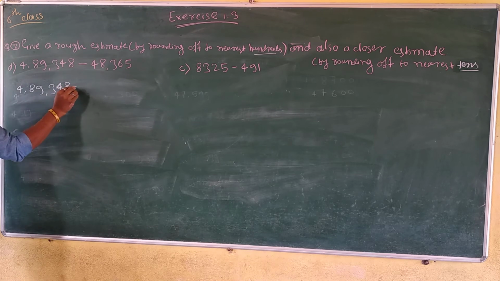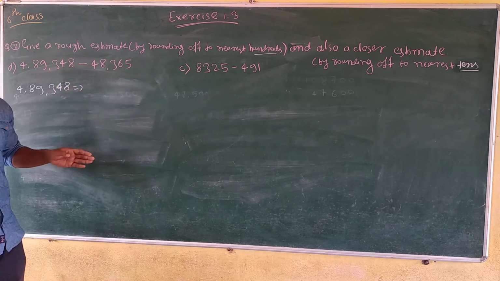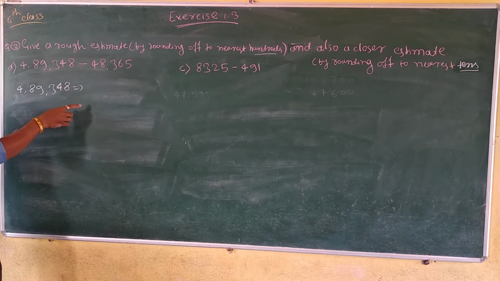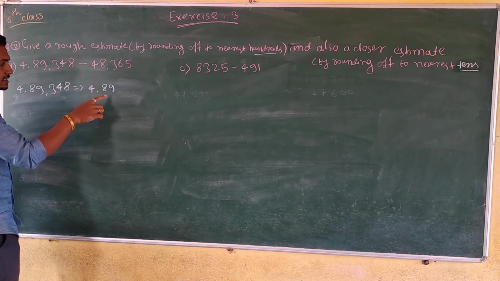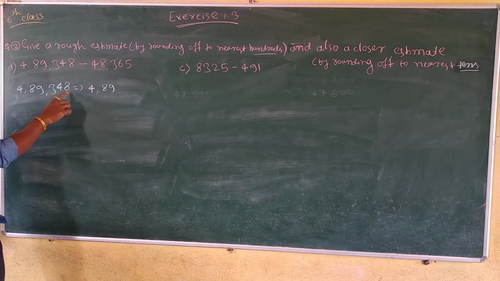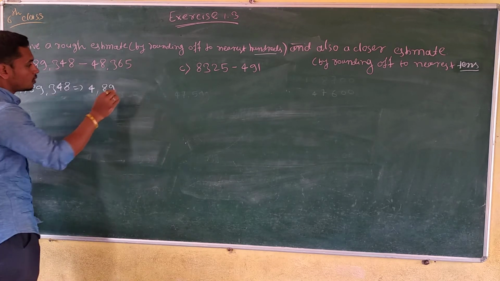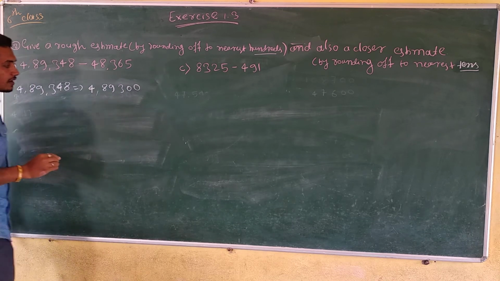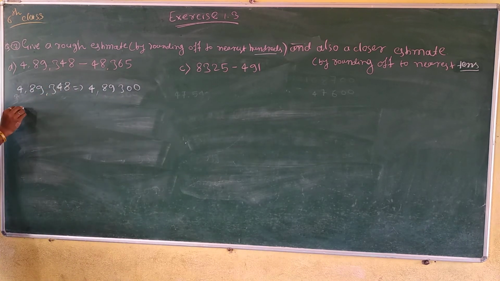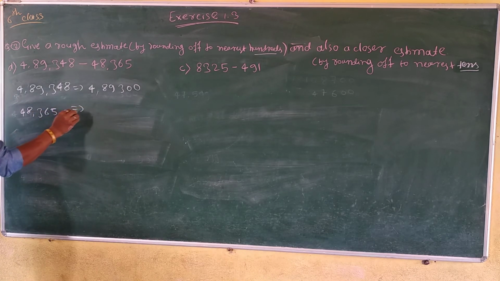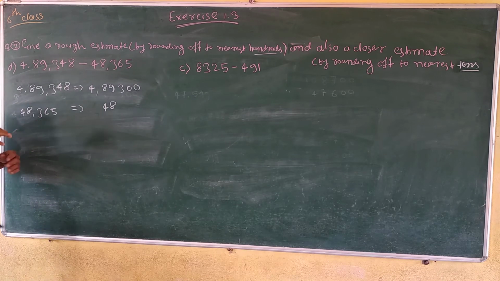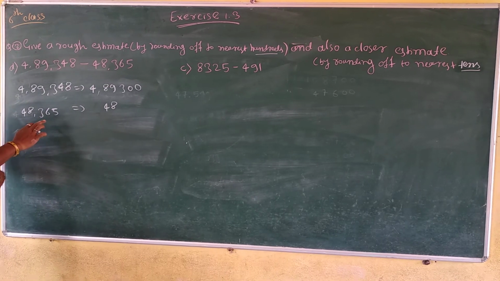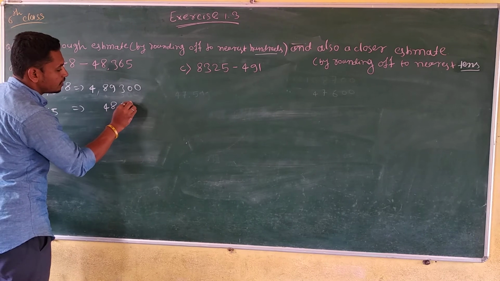See here, this number 4,89,348 is rounded to the nearest hundred. 4,89,000 stays as it is. Next, you have to change this: 48 is nearest to 0, so this is 300. Next, see here, 48,365 is rounded up. 48 you write as it is. The next 65 is nearest to 100, so 300 becomes 400.